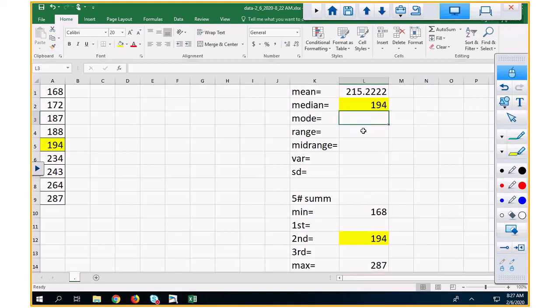I don't care about the mode. Y'all can fill that out. Equals this minus this. Equals parentheses this plus this, divided by 2. Equals this minus this. F4. Copy.